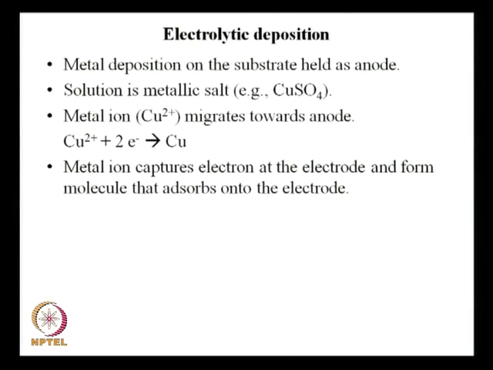where it gets 2 electrons and forms elemental copper, and this copper gets deposited on the electrode. So, the metal ion captures electrons at the electrode and forms a molecule that adsorbs onto the electrode. So, this is a very traditional method of making a deposition or making a coating. Electroplating you might have already seen.